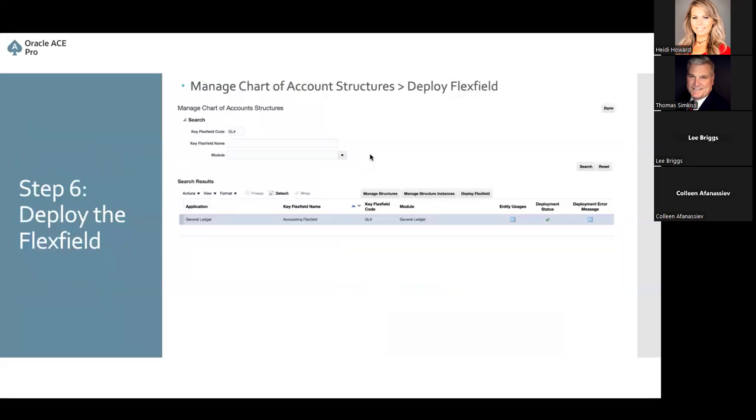We've done all that stuff. We return to our screen. So whether you've gone into managed structures or managed structure instances, it takes you back to the same screen. We're now going to make sure that our chart of account structure is deployed. Because we just made changes, it wouldn't be deployed. We're going to deploy it. So we've selected the line, and you've got a button on the halfway on the right-hand side, I guess, for deploy flex field. And you're looking to have a green check out there.